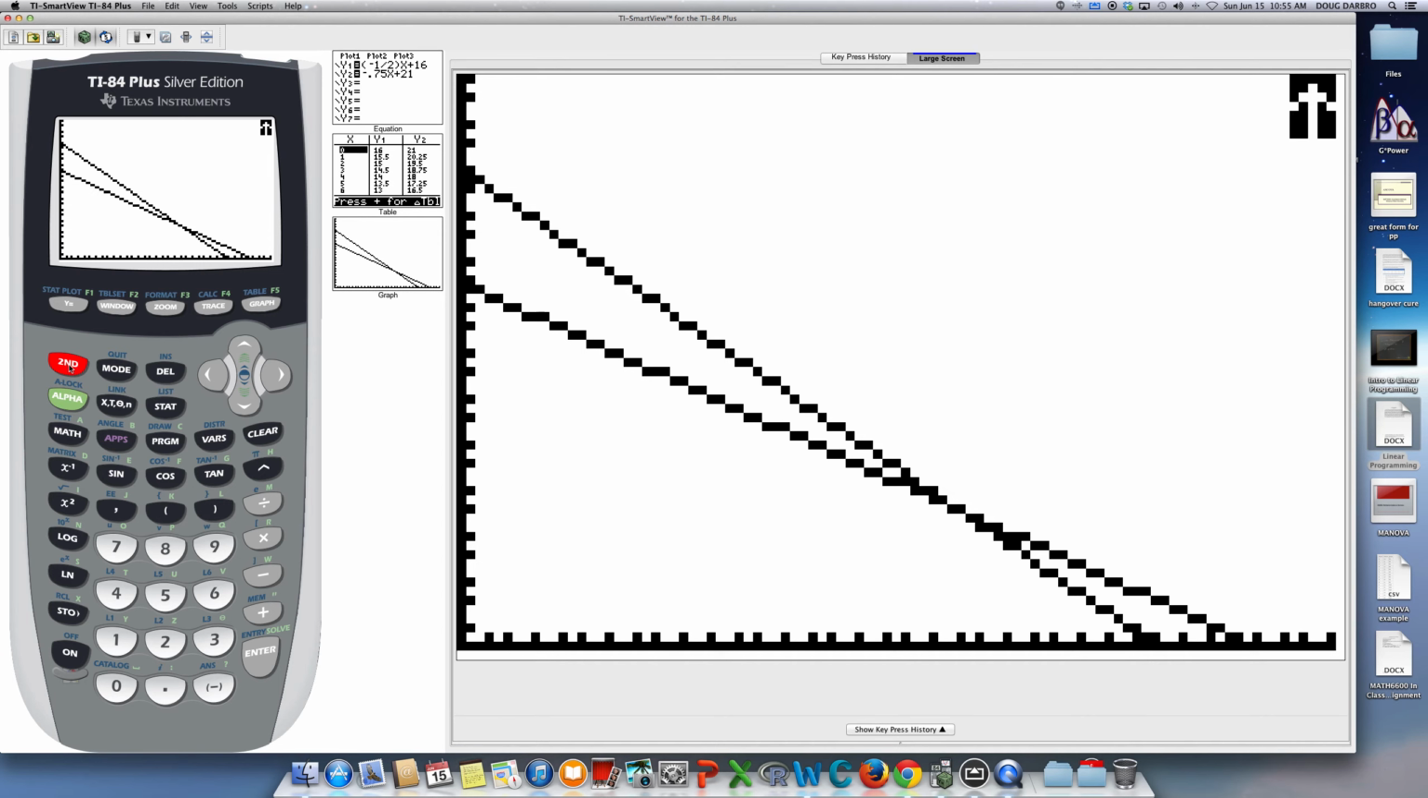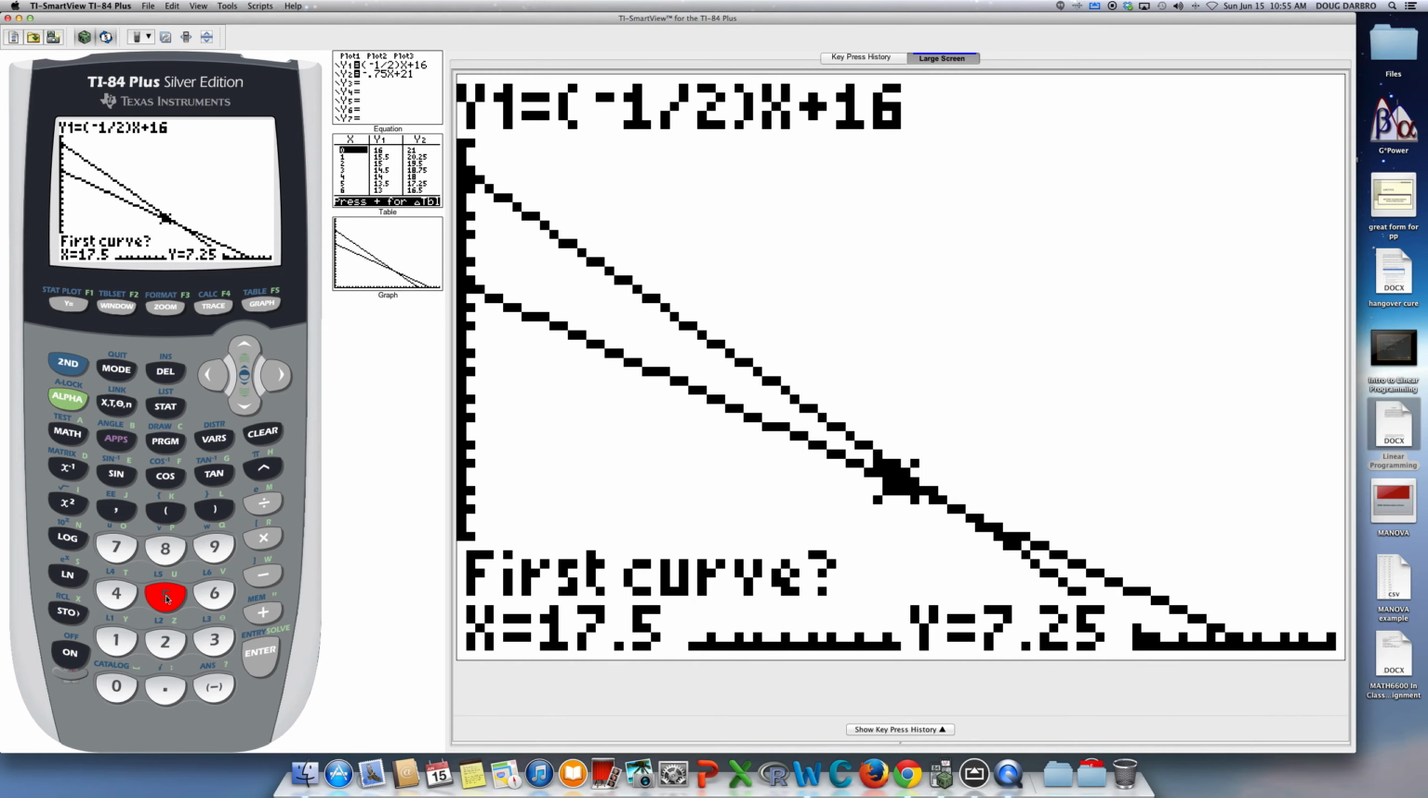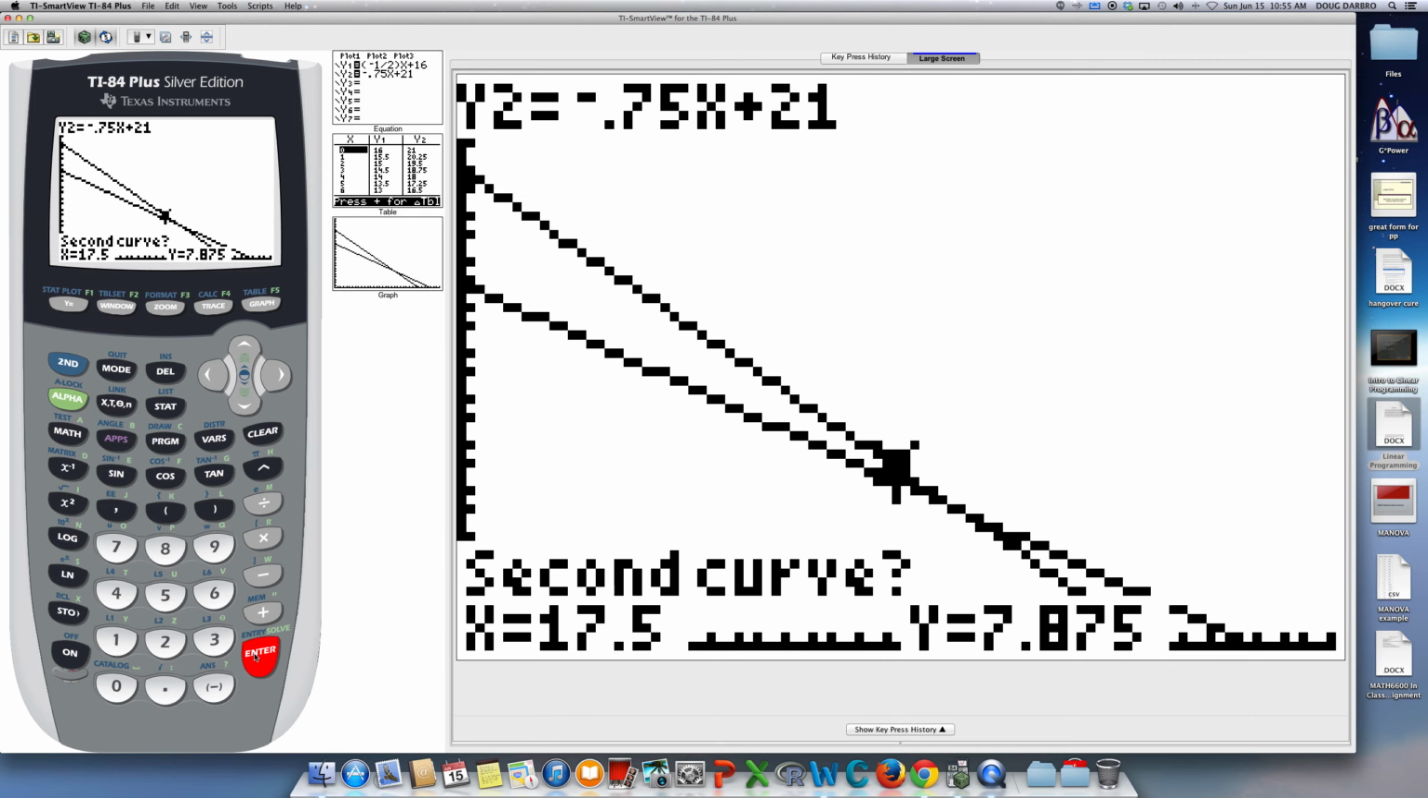So if I go second, calc, number 5, it's going to tell me to choose my first curve. Well, I've only got 2. Because you've got to think, sometimes we'll have 3 constraints, and we're going to have to tell the computer which 2 lines we're choosing. But for right now, we don't have to worry about that. So I'm just going to hit enter. It'll say, "What's your second curve?" Well, it's the only other one, so I'm going to hit enter.